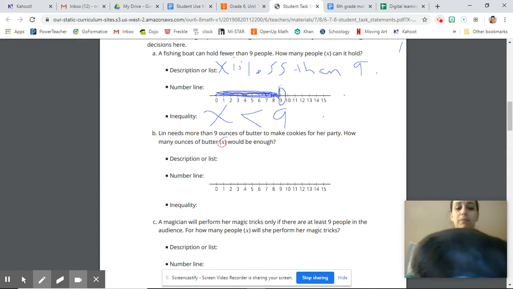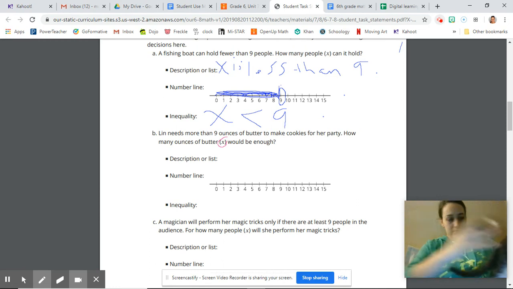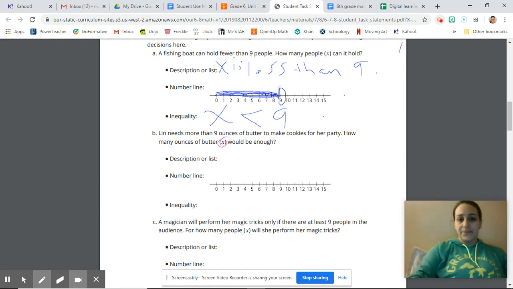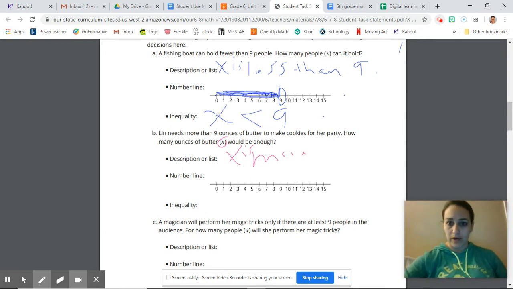And the ounces of butter that she needs would be that X needs to be more than or greater than, here we go again with the touchscreen, more than 9.